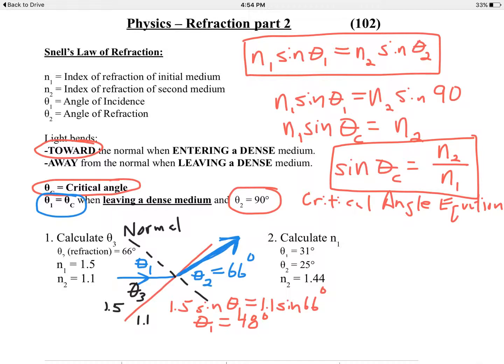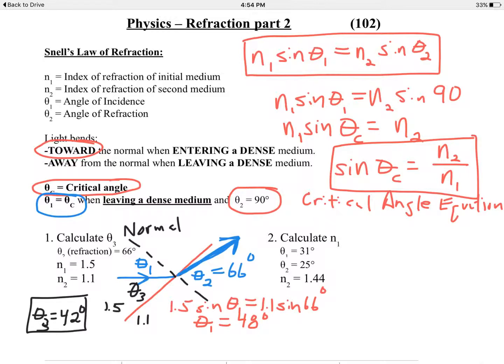Well, I need to get theta sub 3. Well, theta sub 1 and theta sub 3 are complementary. They add up to 90. So I simply take 90 minus 48. I'm a little out of room here. My final answer is theta sub 3. Theta sub 3 is 42 degrees because theta sub 1 is 48 degrees. Well, 90 degrees minus the 48 degrees is 42 degrees. That's the angle I'm looking for there.